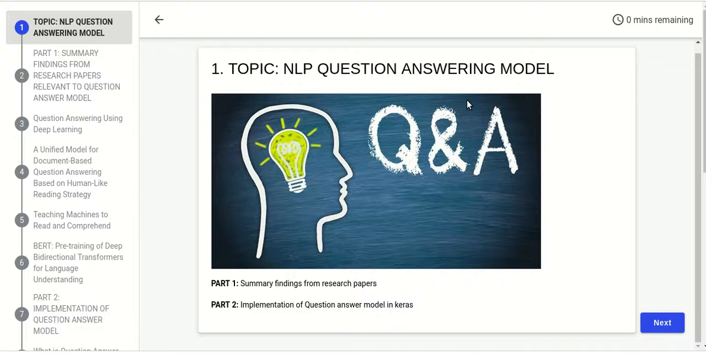Hello everyone. So I'm here to talk about question answer model. This experiment was performed by Dime, and this experiment basically has two parts to deal with.